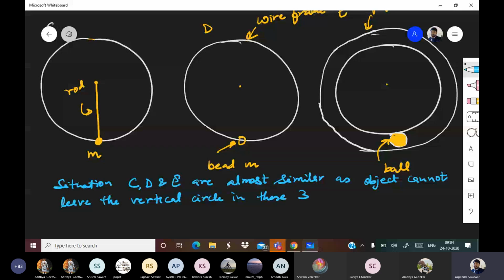So basically at the lowest point in all three, the velocity required will be VA is equal to root 4 GR. So if you provide them root 4 GR, the object will be able to complete the vertical circle. Please note, everyone.